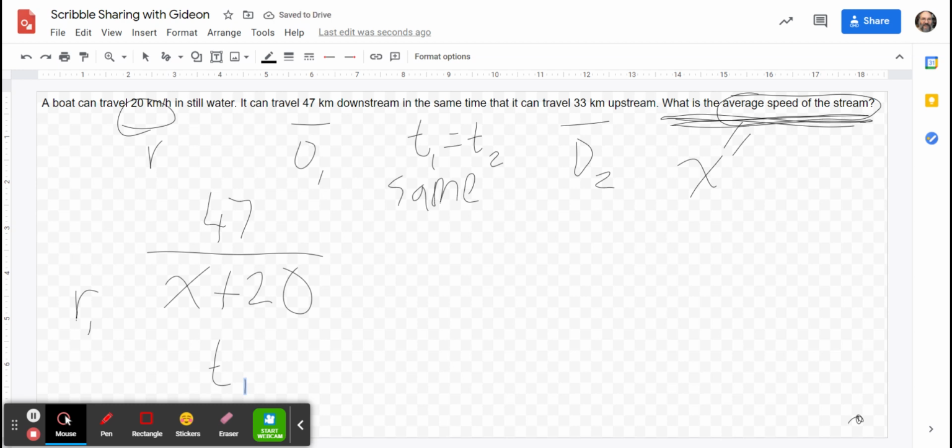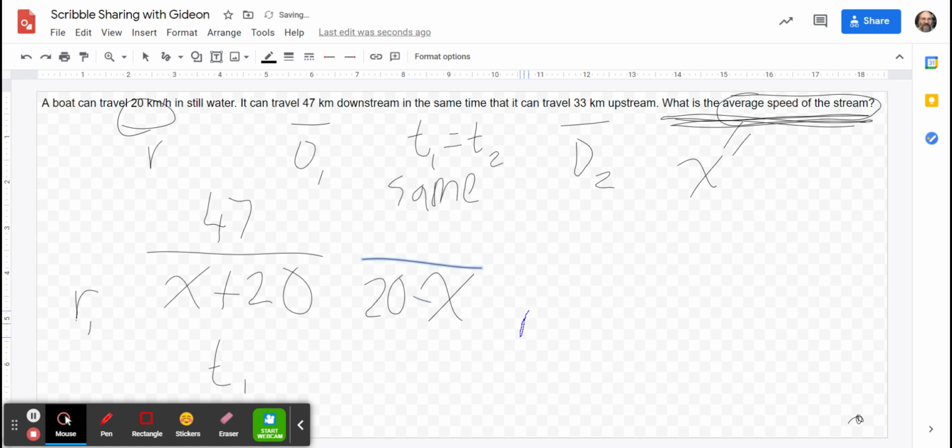And of course, same thing upstream. If you imagine yourself going upstream from where you started, the water's going against you. So your river rate is subtracted from your engine's rate. Instead of adding, you're subtracting. If the river is flowing towards you at 5 kilometers an hour and your engine is pushing at 20 kilometers an hour, you're only going forward 15 kilometers an hour because you're pushing against it, like walking up a down escalator.